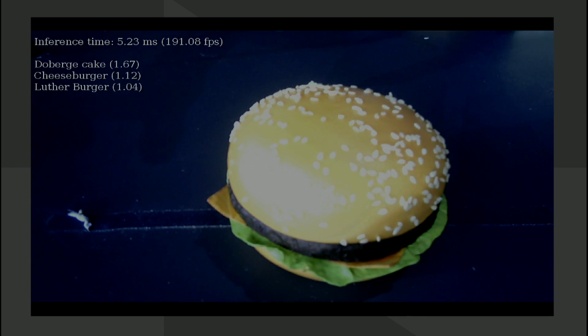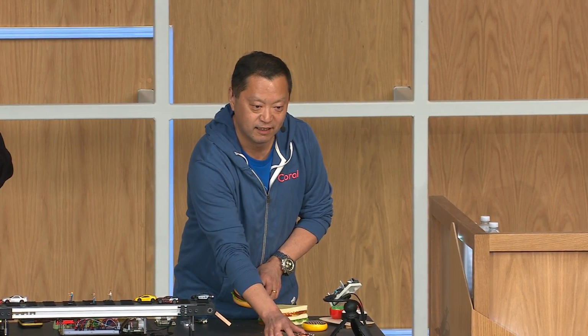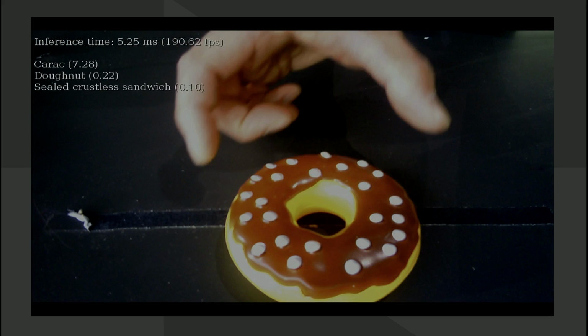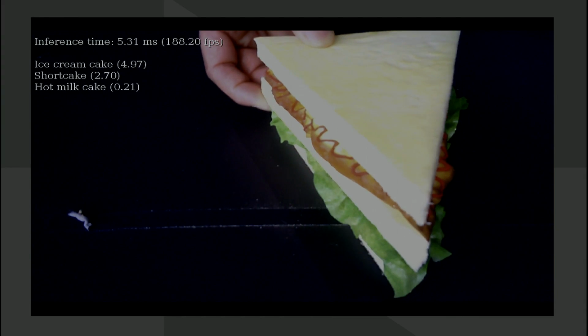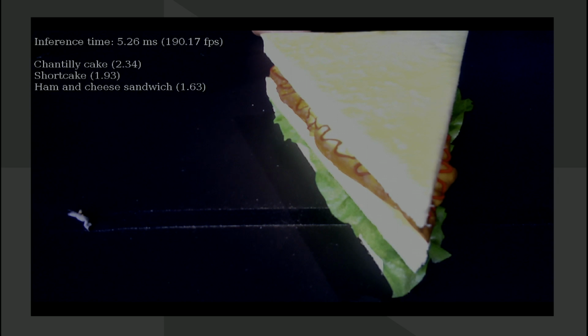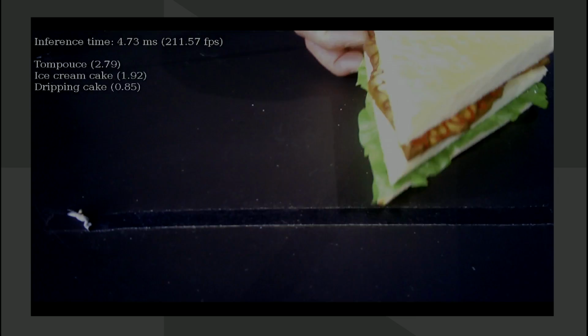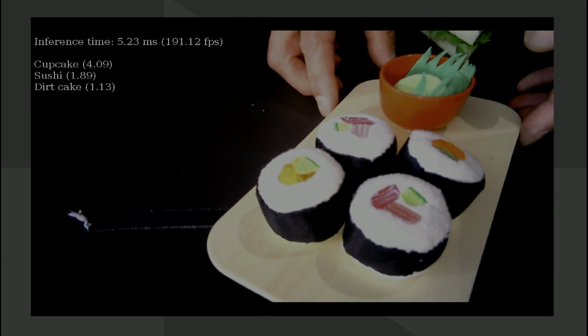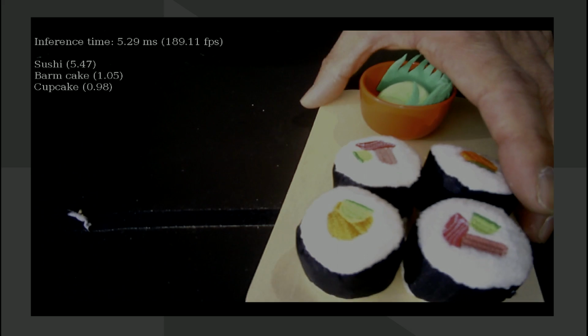Yeah, you need to aim at the right angle and with the light. Let's try this donut. Did it say donut? It showed up as donut. Okay. We can also try a sandwich. Okay. Lastly, I'm going to try something exotic. Let's say sushi. Okay.